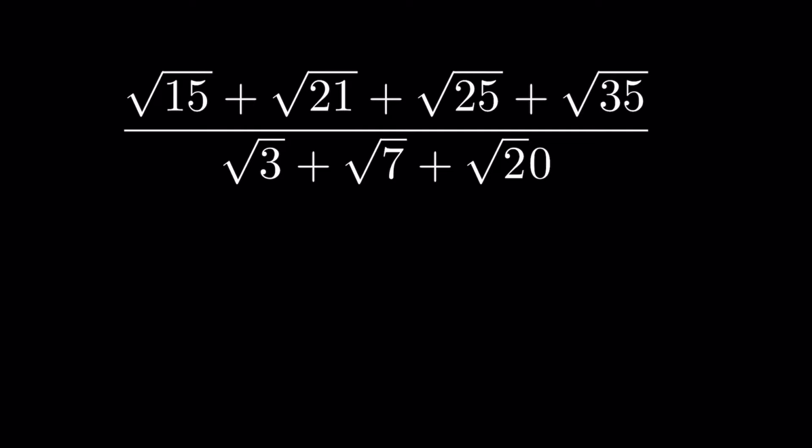Square root of 15 plus square root of 21 plus square root of 25 plus square root of 35 upon square root of 3 plus square root of 7 plus square root of 20. How to simplify this? Let's try.